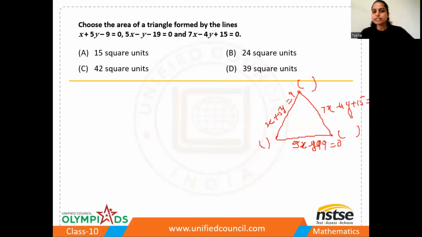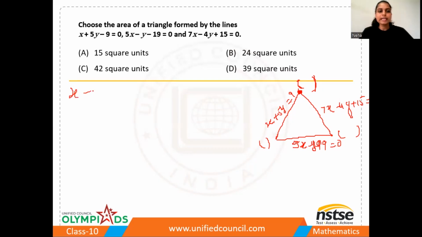Because this vertex is nothing but the intersecting point of these two lines, right? The line x plus 5y minus 9 is equal to 0, and the line 7x minus 4y plus 15 is equal to 0. So to find this vertex, what I can do, I can just find out the intersecting point of these two lines, right? And to find the intersecting point of these two lines, what should I do? I should solve these two equations, and I have to find out the value of x and y.